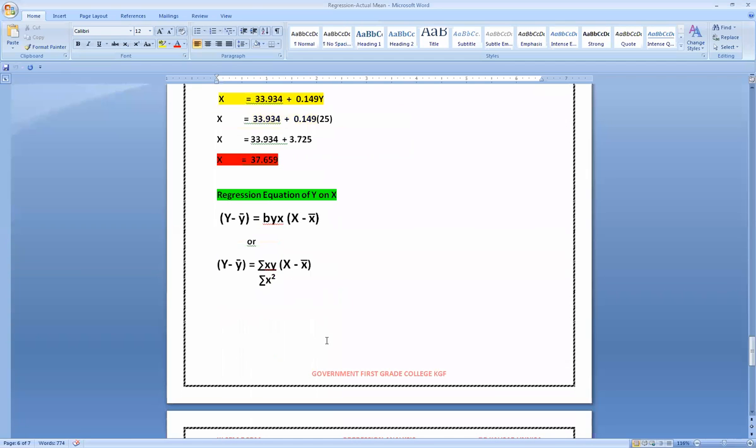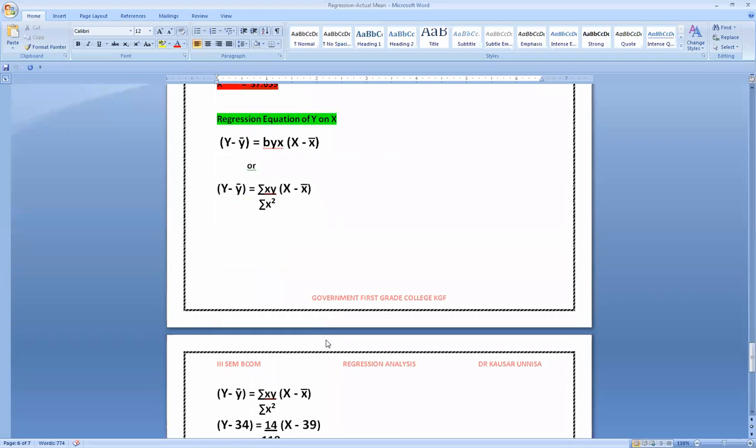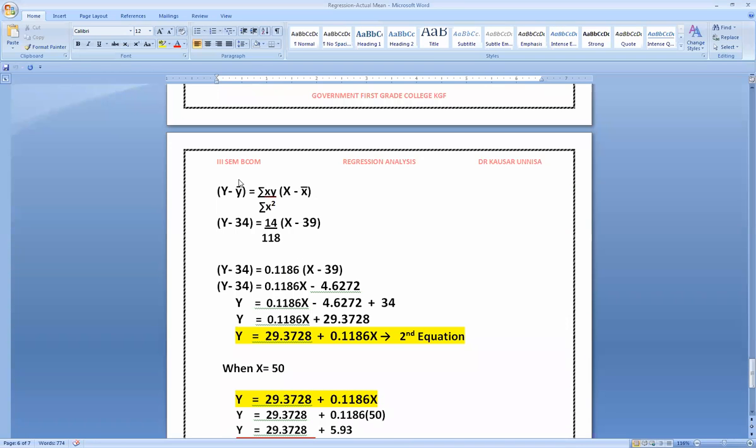Let us go for calculating the second equation, or second regression line, as we can call it. Regression equation of y on x: how to calculate it means we can use the second form itself. Y minus y bar equals summation of deviation of x into y divided by summation x square into x minus x bar. So this is the form for the equation.